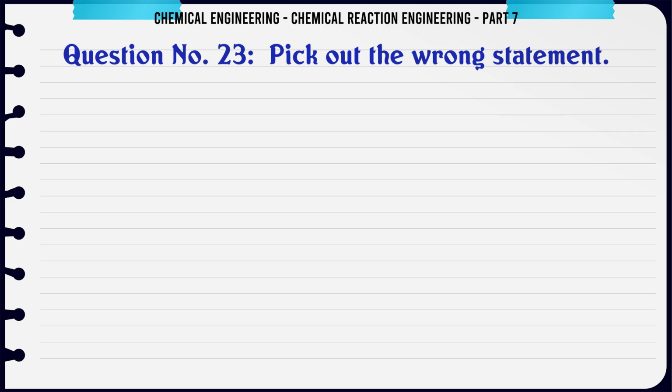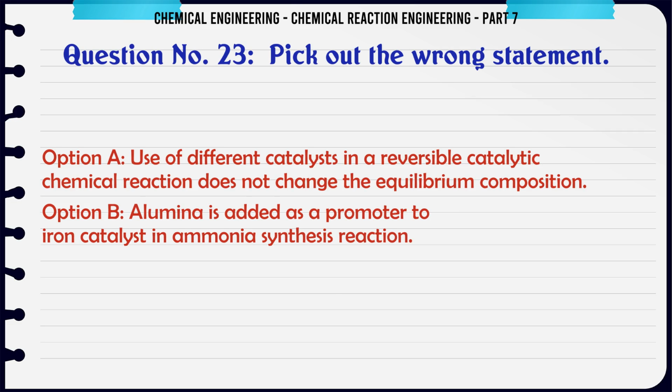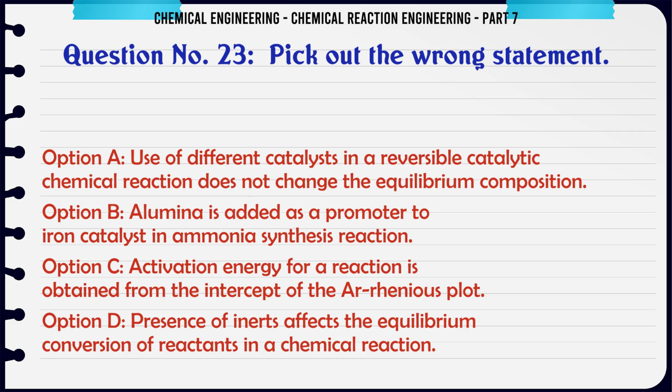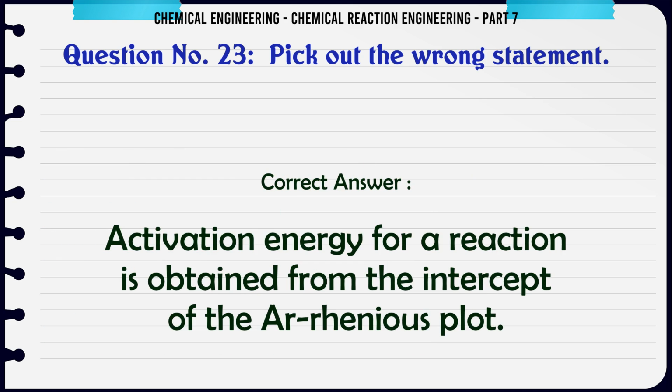Pick out the wrong statement. A, use of different catalysts in a reversible catalytic chemical reaction does not change the equilibrium composition. B, alumina is added as a promoter to iron catalyst in ammonia synthesis reaction. C, activation energy for a reaction is obtained from the intercept of the Arrhenius plot. D, presence of inerts affects the equilibrium conversion of reactants in a chemical reaction. The correct answer is: activation energy for a reaction is obtained from the intercept of the Arrhenius plot.